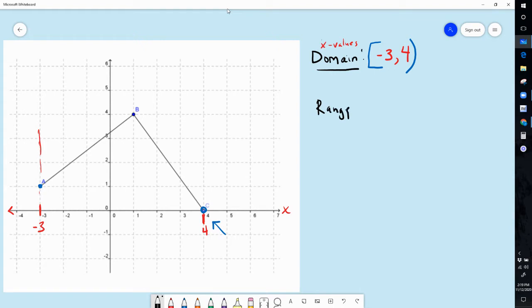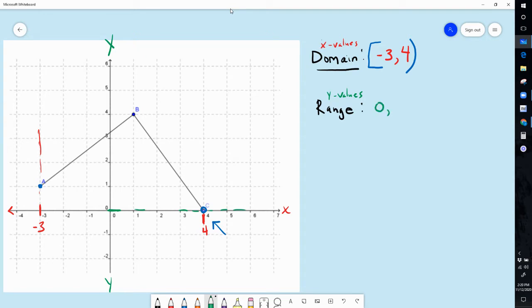Range, I guess you can say, is the opposite of domain. Those are all my y values. We'll give this one a green. Y values. And that's how up and down. So this is my y-axis. And that means how low on this axis do you go? Well, the lowest value is right here, right? This is as low as my graph goes. So that's a y value of 0.